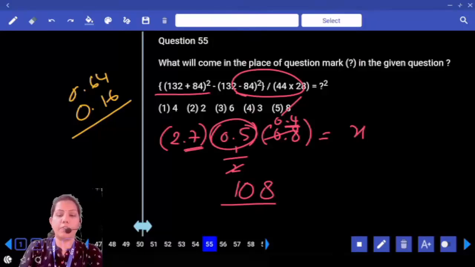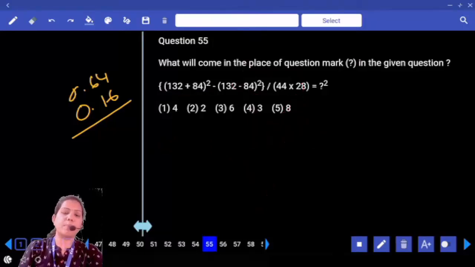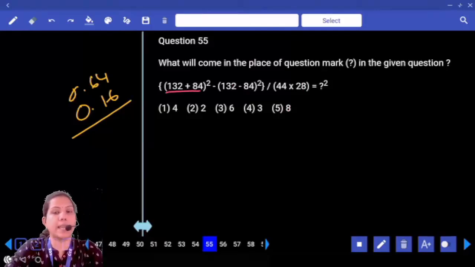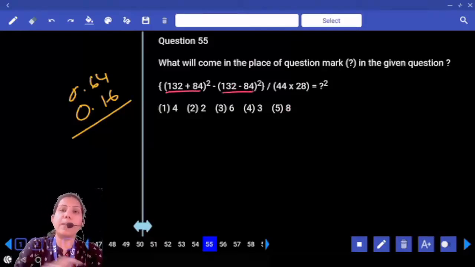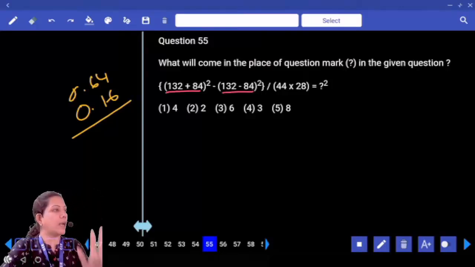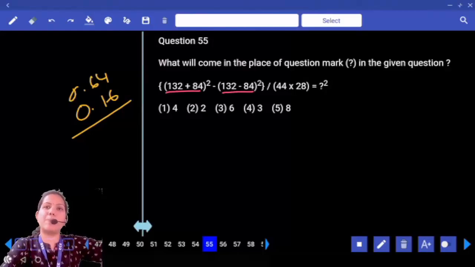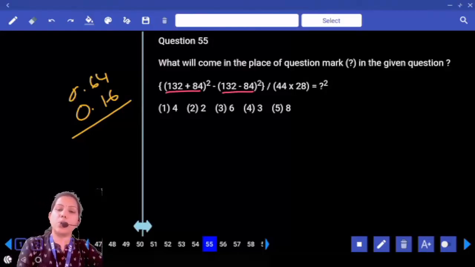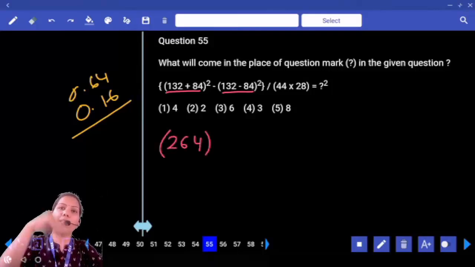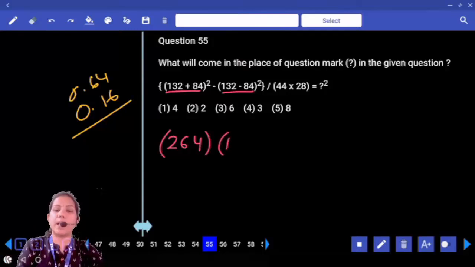Next, question number 55. Again a square minus b square form. The a value is 132 plus 84 and the b value is 132 minus 84. What is a plus b? 132 plus 84 plus 132 minus 84. Plus 84 and minus 84 cancel. So you have 264. And next, a minus b: 132 and 132 cancel. The remainder is 168. Understood?